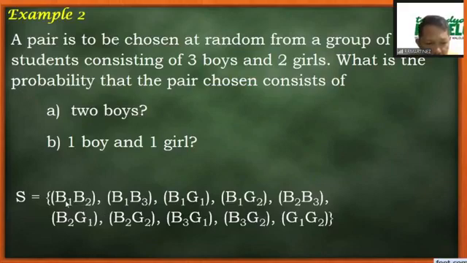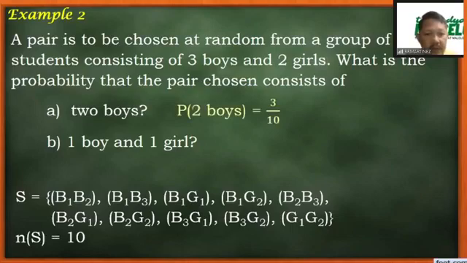So we have 1, boy 1 and boy 2. 2, we have boy 1 and boy 3. And then 3, we have boy 2 and boy 3. And then, okay, no more. So we have 3 over 10. The probability of getting 2 boys equals 3 over 10.